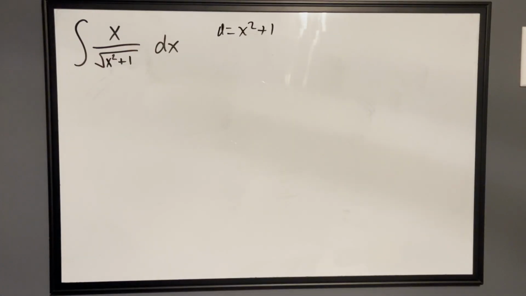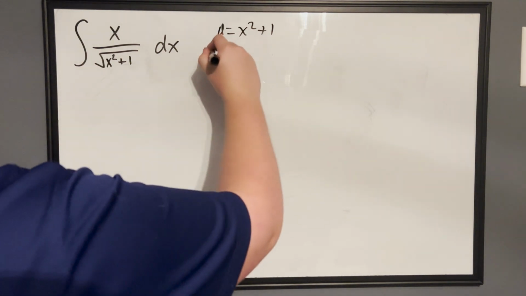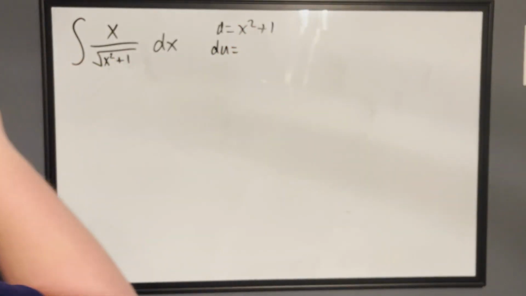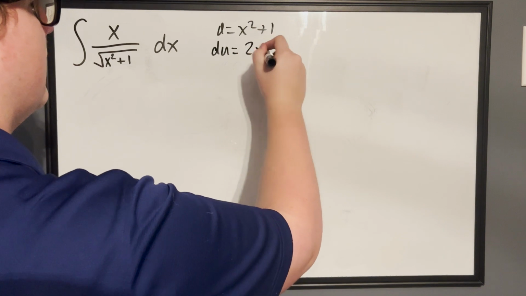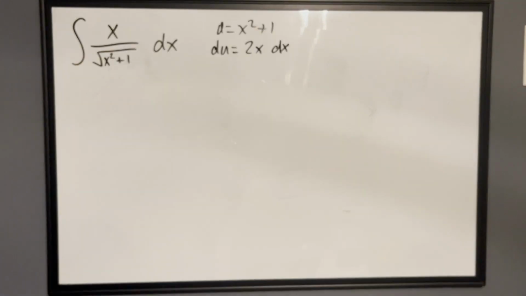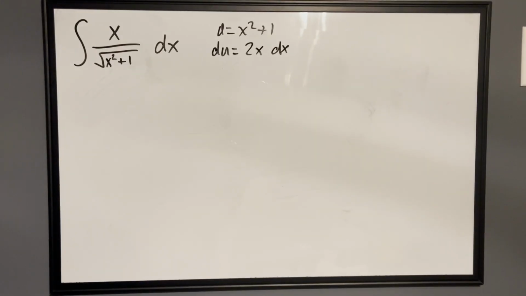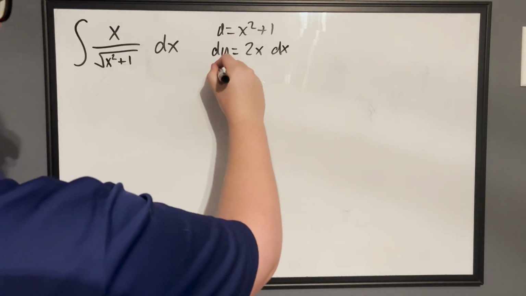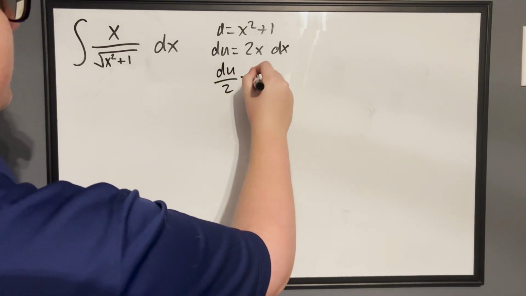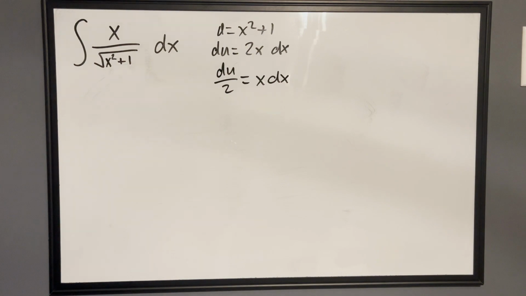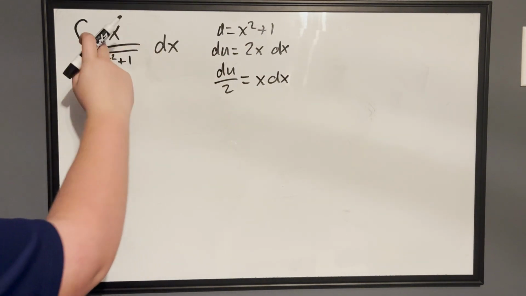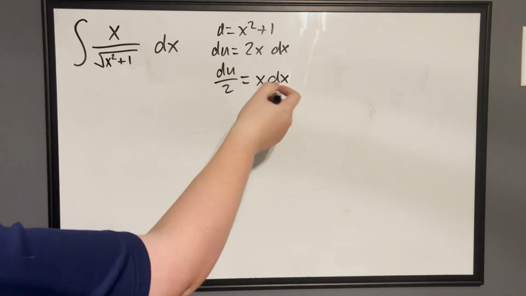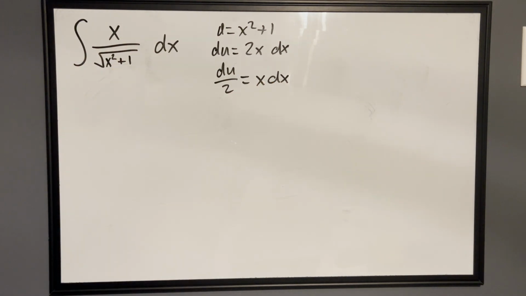So now we have to differentiate it. So du is equal to 2x dx. So now what we can do is divide everything by 2. So we have du over 2 is equal to x dx. And the reason that I did that is because we have an x dx in this integral. x times dx is here, x times dx is here. So this is going to be way easier to rewrite.